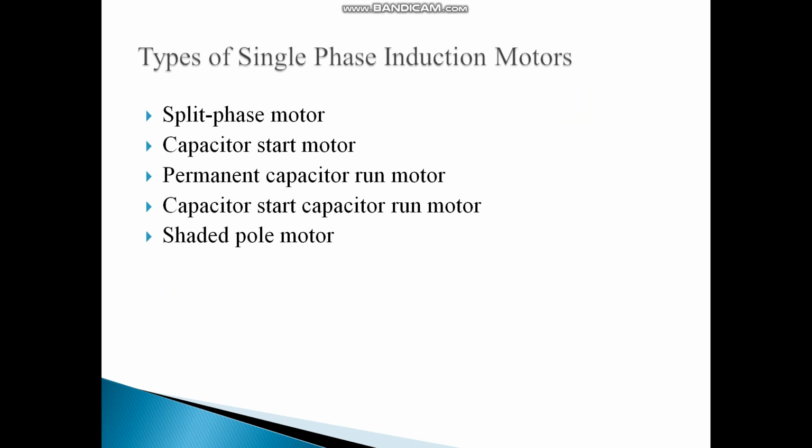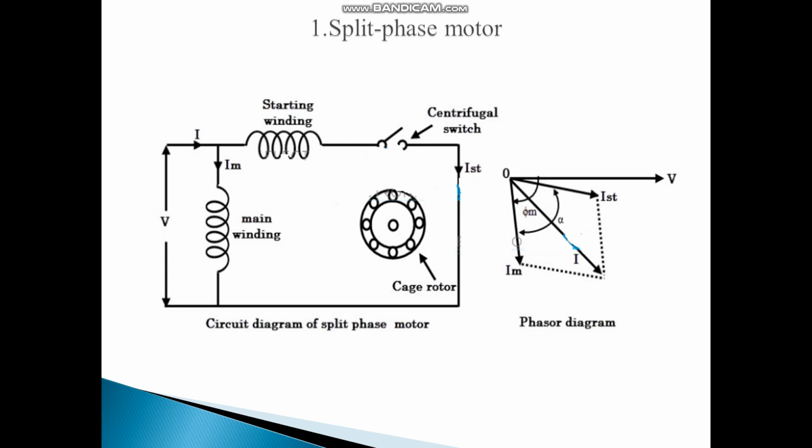Then there are different types of single phase induction motors. In that there are the split phase induction motor, capacitor start induction motor, permanent capacitor induction motor, capacitor start capacitor run induction motor, and shaded pole. These are the five types of single phase induction motor. Here we have to discuss the split phase induction motor.